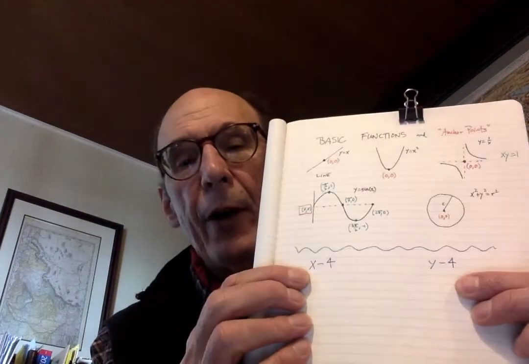Okay, so two basic principles. I'm going to illustrate with the number 4, and I'm just writing down two very simple things, x minus 4 and y minus 4. And when you subtract something from a variable, you move it that many units in the positive direction. So you move, in this case, 4 units positive.